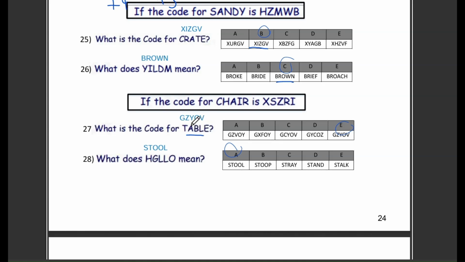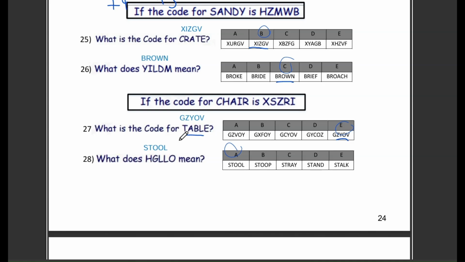Question 27. Moving on to question 27, we see that chair becomes XSZRI. What does table become? Let's check our options. We can see that the correct answer is E, GZYOV. The same encoding rules that turned chair into XSZRI need to be applied to table. And following those rules, we get GZYOV. Are we all following along?